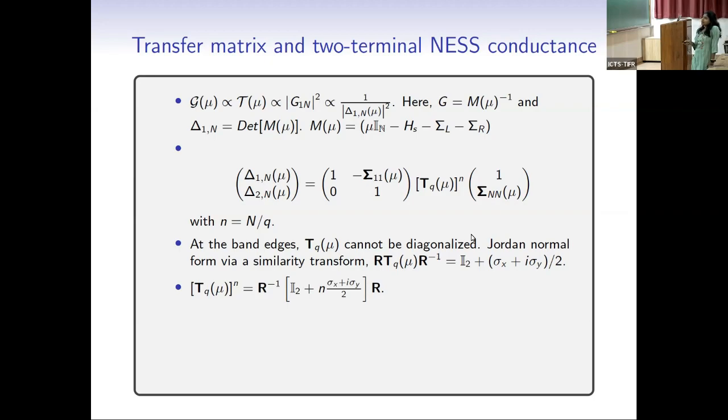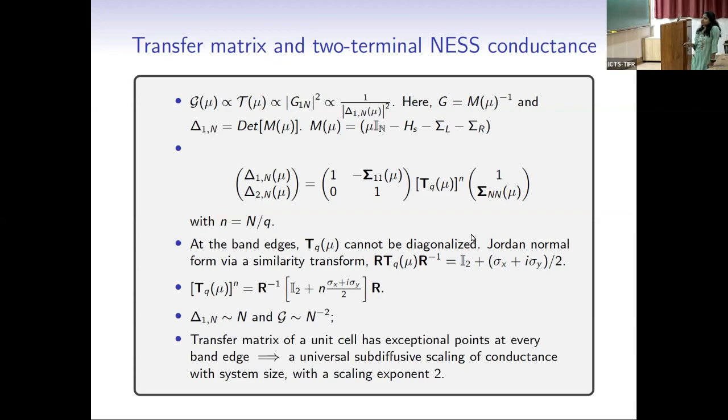If you want to calculate this TQ to the power n, as it is in the Jordan normal form, this will give a linear n here. These are easy to show. Now this delta 1n, with small n equal to n by q, is proportional to n, and that will give the conductance as n to the power minus 2. So whenever the transfer matrix unit cell has the exceptional point, and that happens at the band edges, one always gets this universal subdiffusive scaling of conductance with system size, with scaling exponent 2.